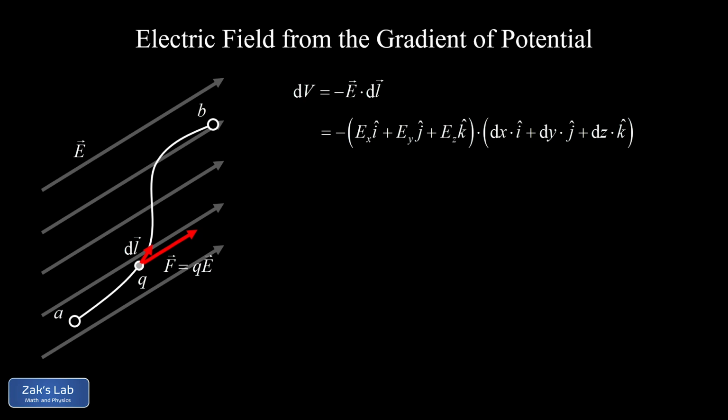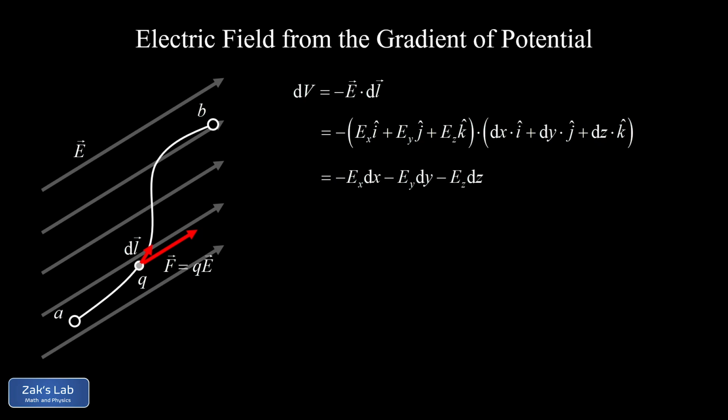So there it is. I replaced the E with an x component times i hat plus a y component times j hat plus a z component times k hat. And I do the same thing for dL. So note there that each component of dL is just an infinitesimal step in one direction. So dx times i hat plus dy times j hat plus dz times k hat. And now we can explicitly compute the dot product here. Remember, that's just the sum of the pairwise products of the coefficients of each of these unit vectors. So I get negative E_x dx minus E_y dy minus E_z dz.